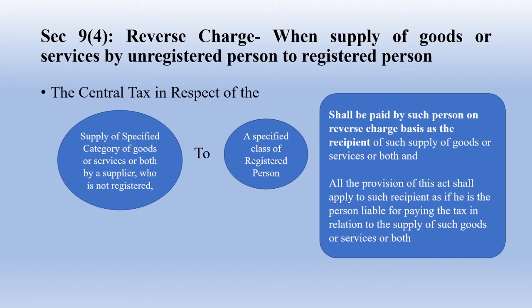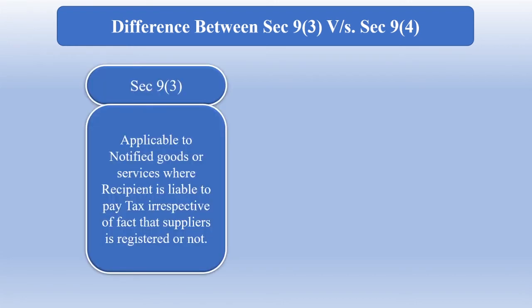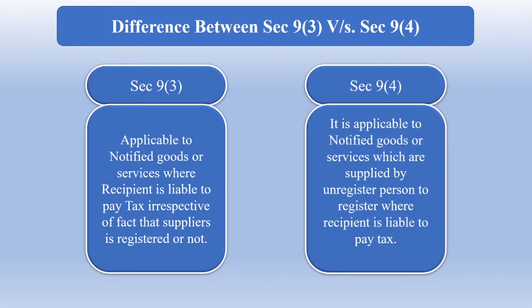And then to conclude, if we see the difference between section 9 subsection 3 and section 9 subsection 4: section 9 subsection 3 is applicable to notified goods or services where the recipient is liable to pay tax irrespective of whether the supplier is registered or not. And section 9 subsection 4 is applicable to notified goods or services which are supplied by an unregistered person to a registered person, where the recipient is liable to pay tax.